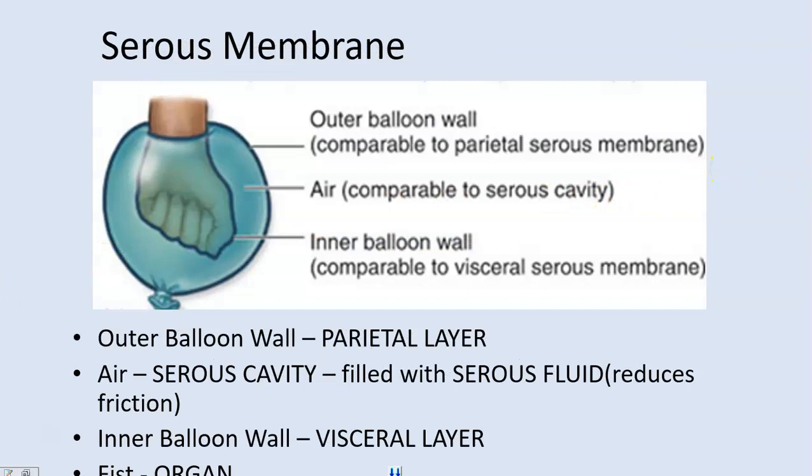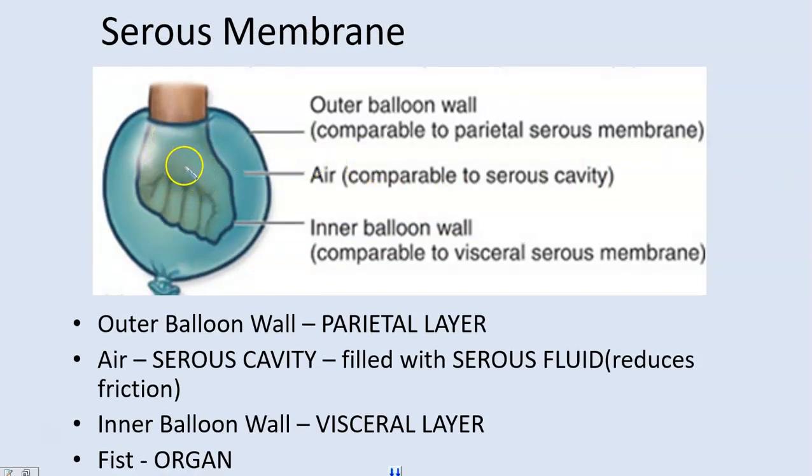So this is just showing an animation of if your fist were your heart, your organ, and if you were to push your hand through a balloon, you would have a layer that's actually touching the heart, or your hand in this case. This would be the visceral, and then this outer one would be the parietal here, and this space in between would be where the cavity is. So again, the outer one is parietal, the one that actually touches the organ is the visceral, VP, and the space in between is actually the cavity, and that's where that serous fluid is that helps protect the organ.